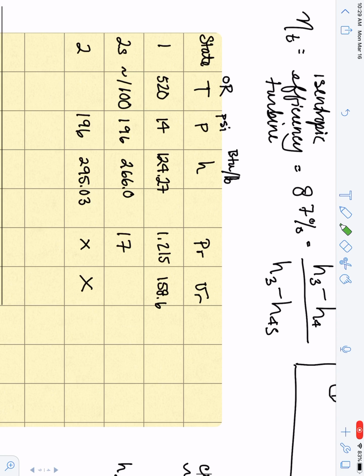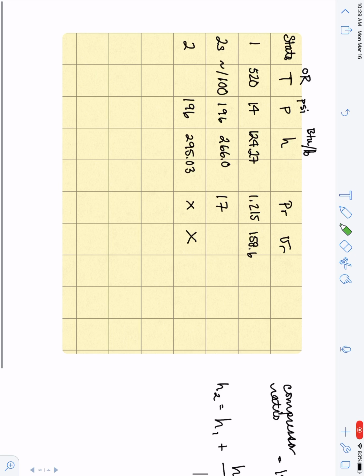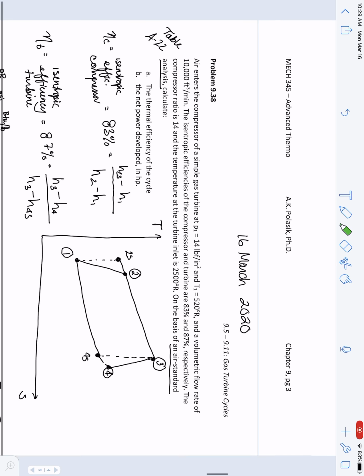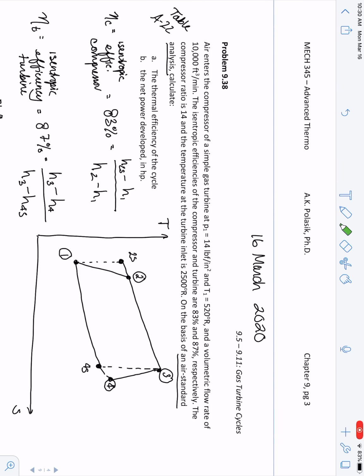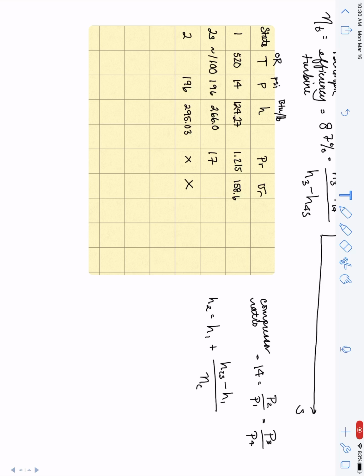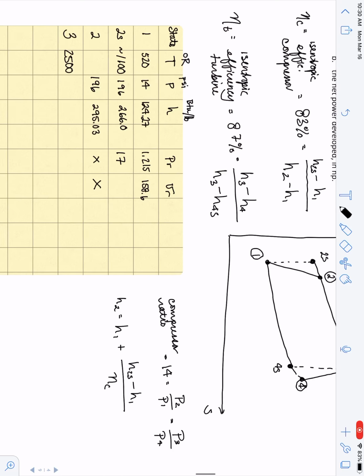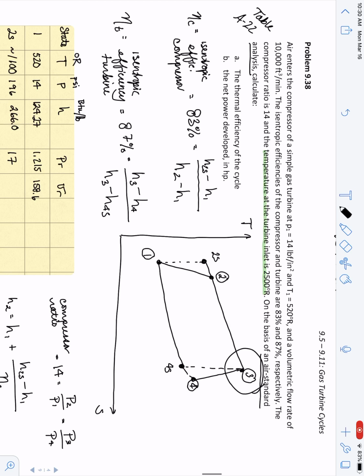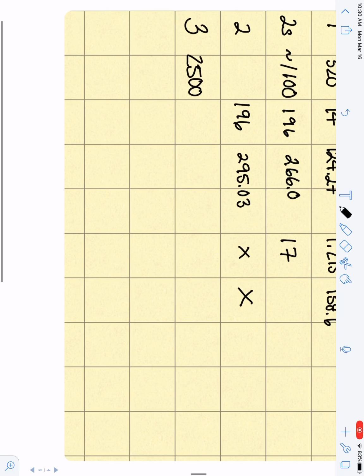Okay, so there, we've got some of our processes. Now, from 2 to 3, of course, that is not an isentropic process, but we were told up here, and I'm sorry I didn't write out all the variables up front, that the temperature at the turbine inlet is 2500 Rankine, and so the turbine inlet is, of course, state 3.